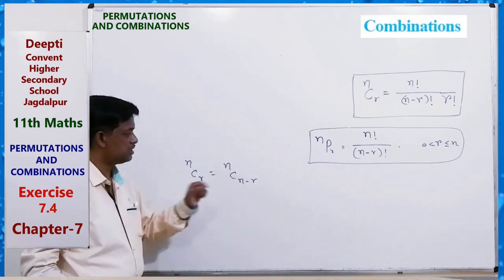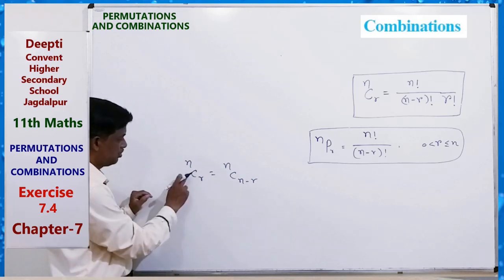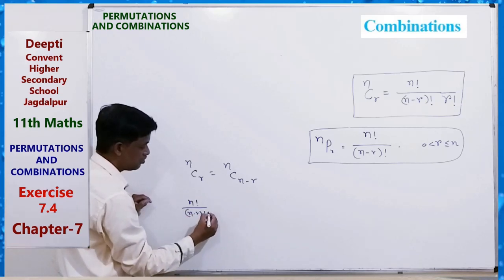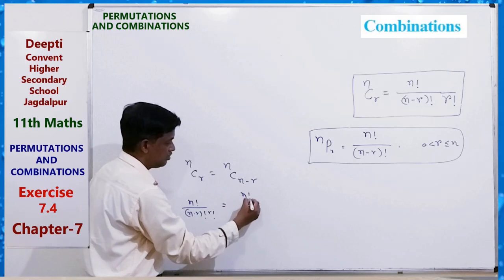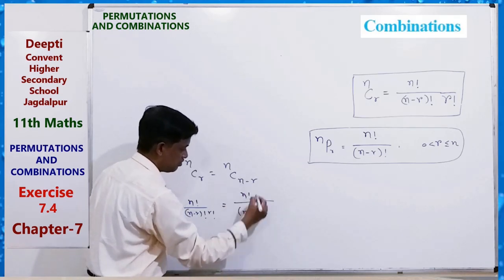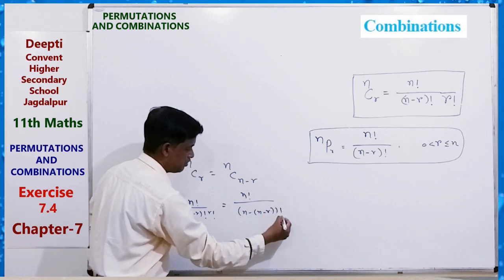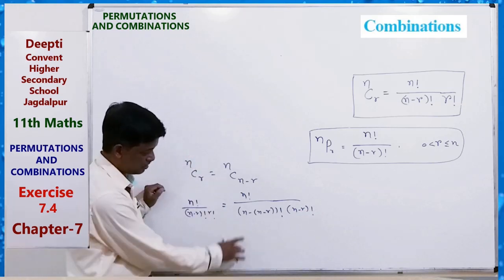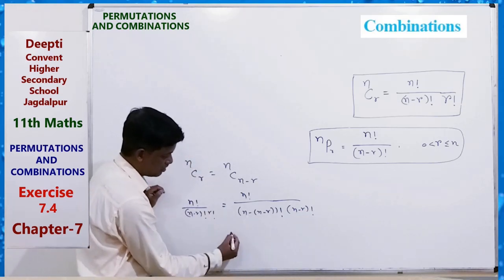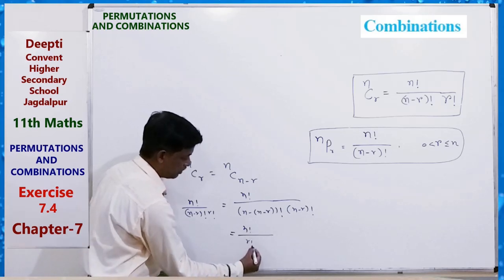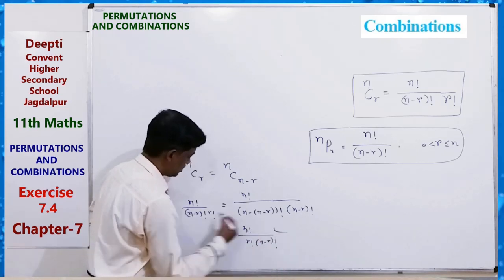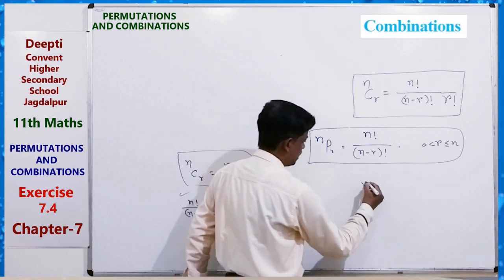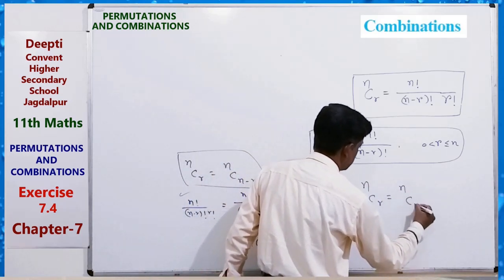nCr equals nC(n minus r), because if we put it in the formula, then we get n factorial upon n minus r factorial into r factorial. So here n factorial upon n minus r factorial into n minus (n minus r) factorial, which gives n factorial upon r factorial into n minus r factorial. So both are the same. So this is a formula: nCr equals nC(n minus r).